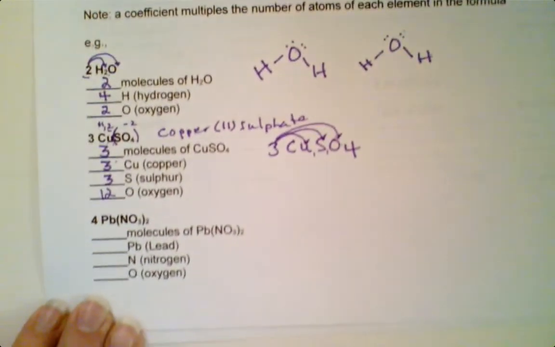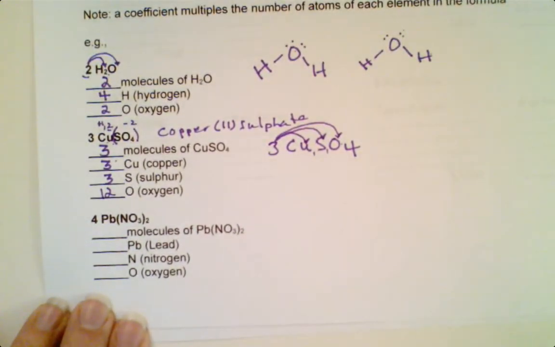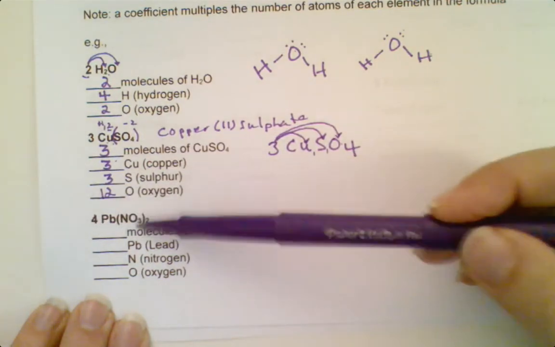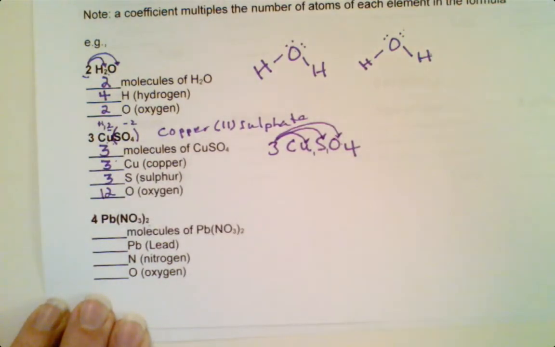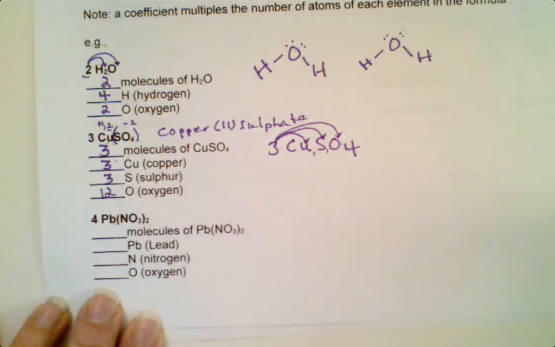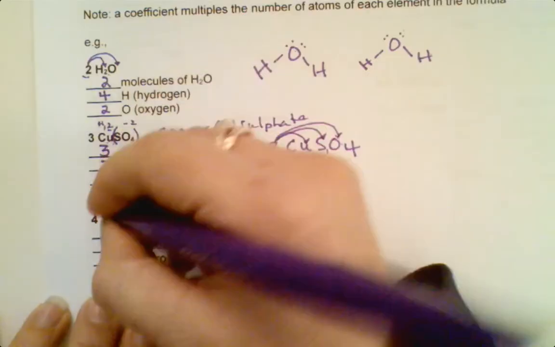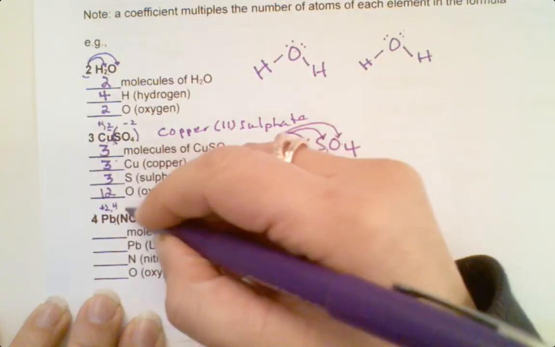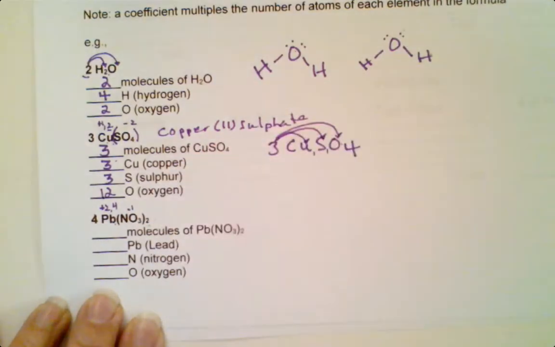The last one would be sort of the trickiest one that you would get, where you not only have a coefficient out front, but you also have brackets with subscripts. Really important that we can help figure out how many of each atom we have. So just to mention, lead has more than one valence option. Lead can be a 2 or a 4, and nitrate is a -1.